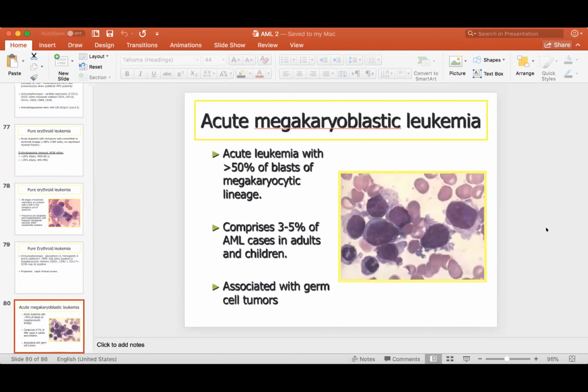Okay, sorry. Acute megakaryoblastic leukemia. I apologize. It's too early in the morning. It's 7 a.m. right now, but it's okay.